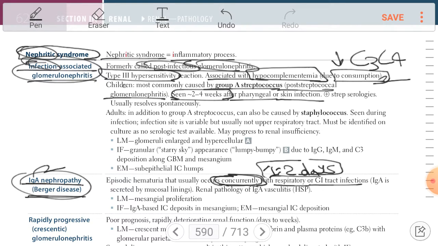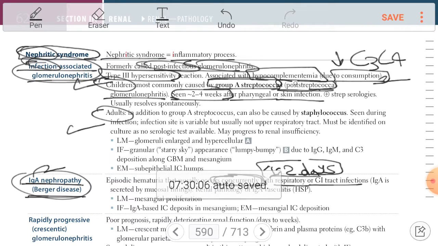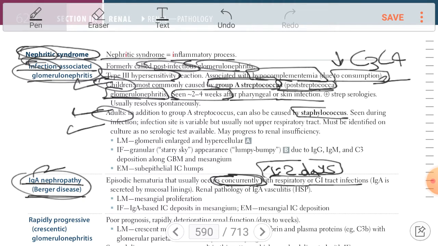Then there is a comparison between children and adults. Children mainly have it because of group A beta streptococcus, post-streptococcal glomerulonephritis, but in adults it's mainly due to what? Staphylococcus. In addition to group A beta streptococcus, it is also caused by staphylococcus. Then the second difference: in children, it's group A beta streptococcus, so there is positive streptococcus serology.